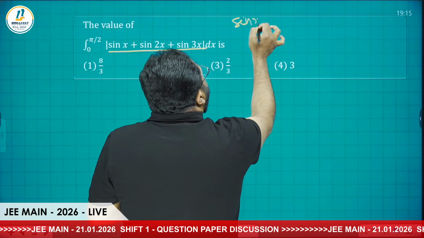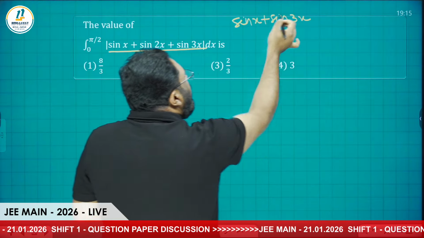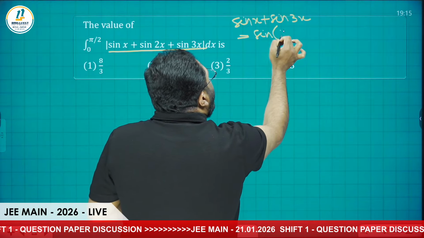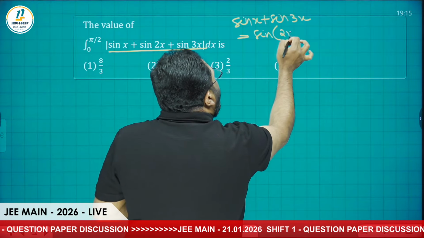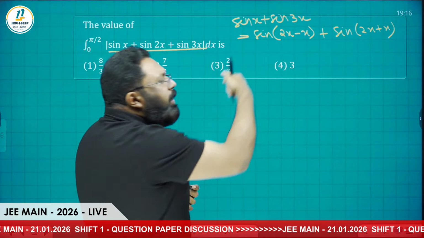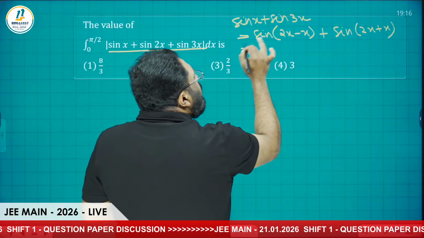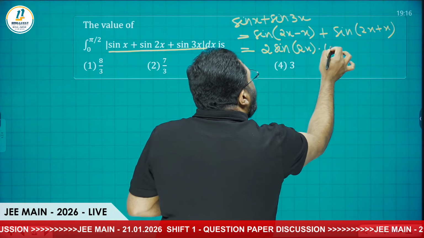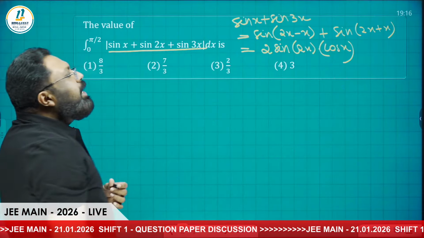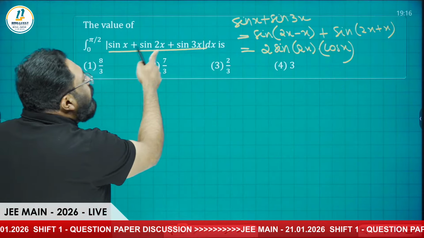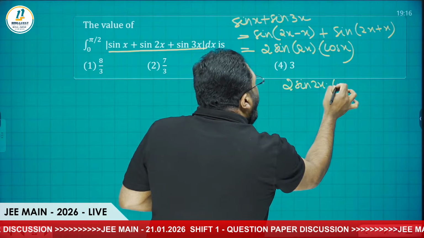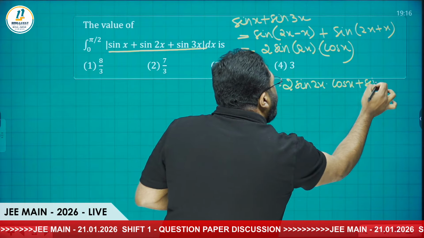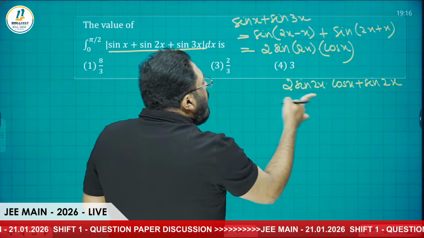This is actually, you take sin x plus sin 3x together. It can be directly understood as sin of 2x minus x and sin of 2x plus x. It looks like sin of a plus b plus sin of a minus b, which is 2 sin a cos b. 2 sin a and cos b. This is what you get for sin x plus sin 3x. And that is added to sin 2x. So what happens if you add 2 sin 2x and cos x with sin 2x? So you can take out sin 2x.